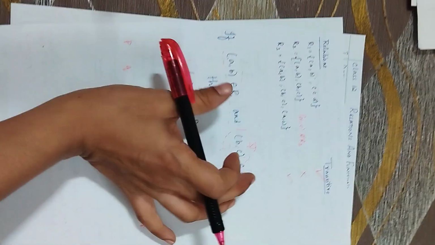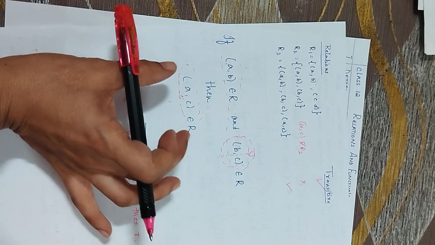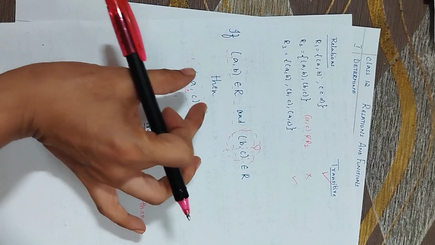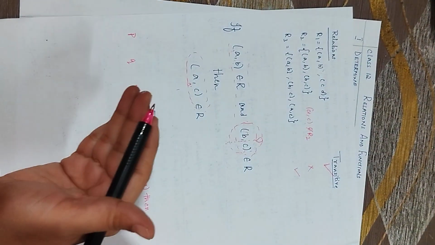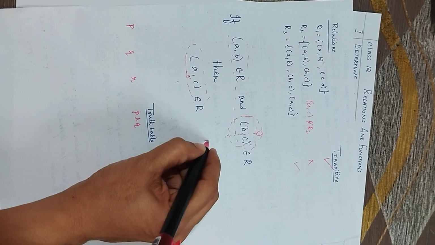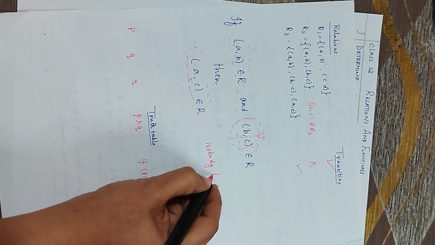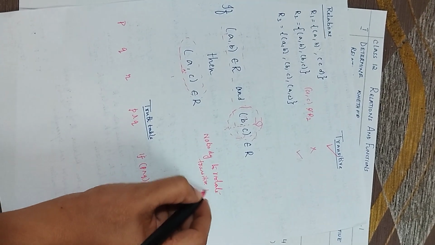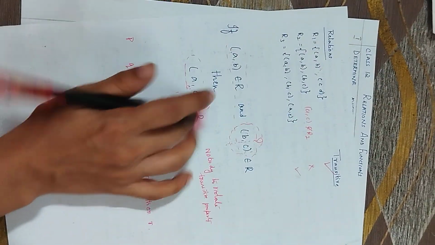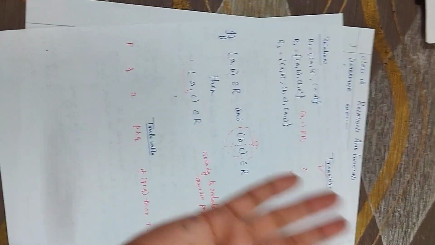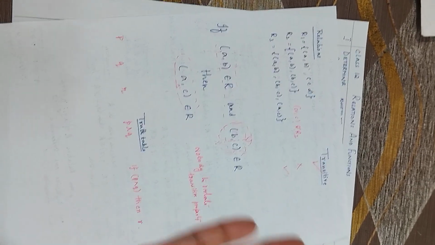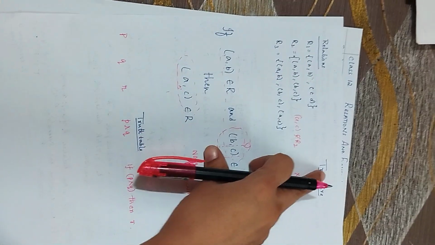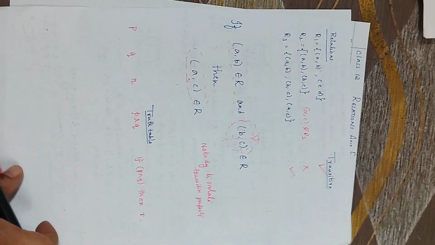I'll explain once again. If this exists, this must exist. If this does not exist, then the other can exist or not exist, and it will not violate the transitive property. So there is nobody to violate the transitive property. The basic condition is this one. If this does not happen, then how can you enter into checking whether it is transitive, because (b, c) is missing here? That's why we say that this is a transitive relation.